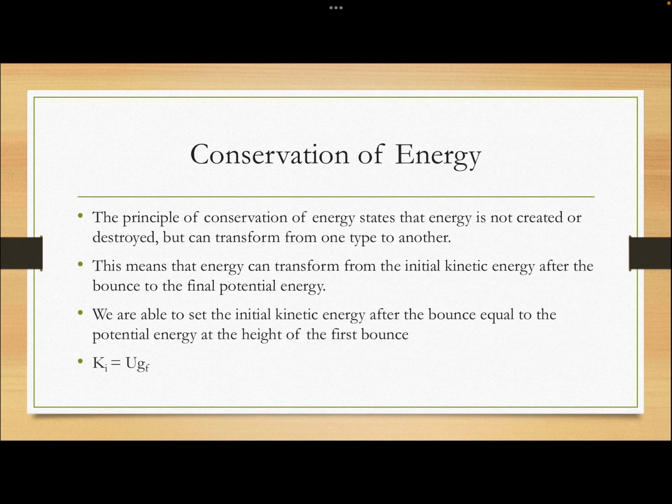To go into the conservation of energy, the principle states that energy can't be created or destroyed, but it can transform from one type to another. This means that in our experiment, the energy is transforming from the initial kinetic energy to the final potential energy. This is the reason we're able to set the initial kinetic energy after the bounce equal to the potential energy at the height of the first bounce. We derive from this the equation Ki, which is the kinetic energy at the start of the bounce, equal to UGF, which is the potential energy at the height of the first bounce.